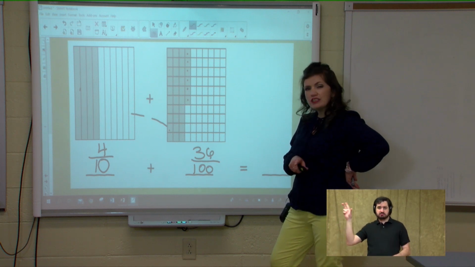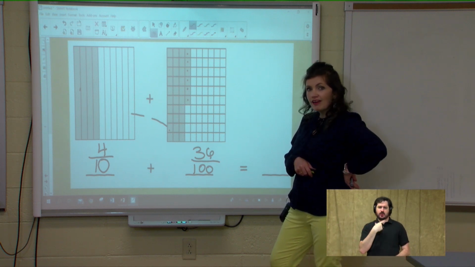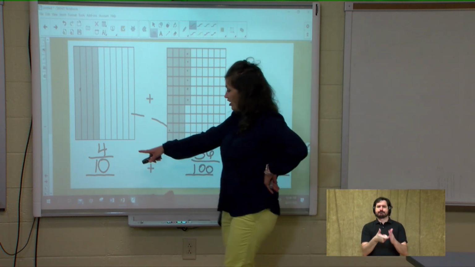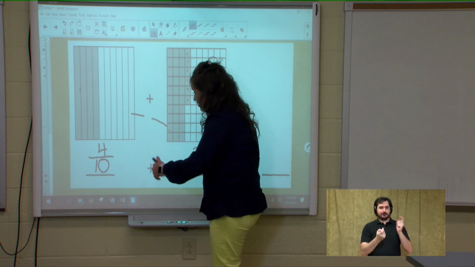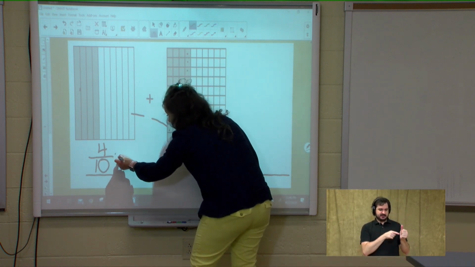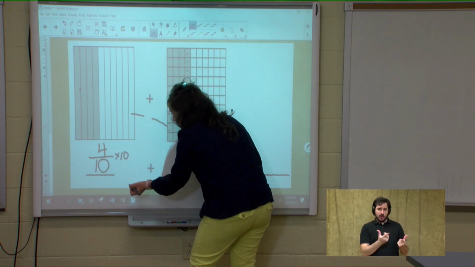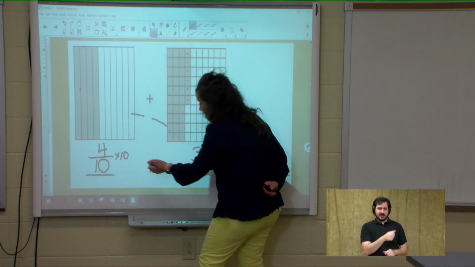Nope. What do I need to do? Do we remember that word? Very good. We have to convert 4/10 into hundredths. And we can do that by multiplying by 10. What's 4 times 10, guys?